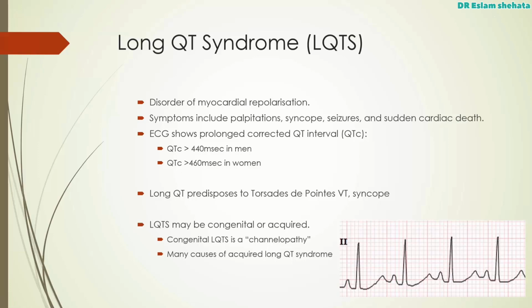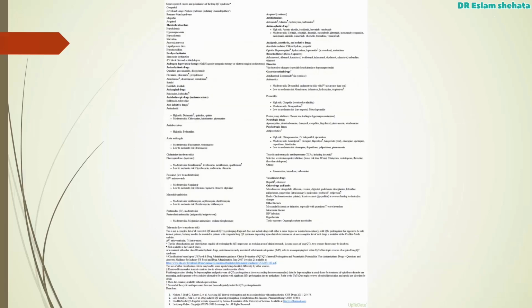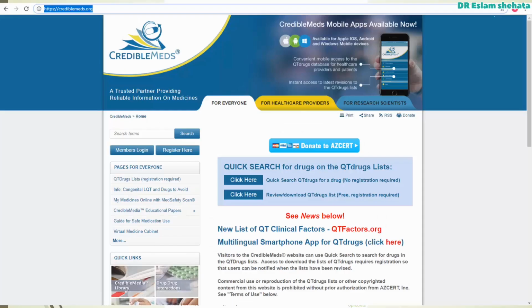Congenital long QT syndrome is a channelopathy, so a defect in an ion channel leading to long QT syndrome, but there are many causes of acquired long QT syndrome. Some of the most common causes are drugs, and we've got a list here. It's obviously going to be pretty difficult to memorize a list like this, but there are some helpful websites out there such as CredibleMeds, and you can essentially just type in the medication you're concerned about and it'll tell you the risk of long QT with that drug.